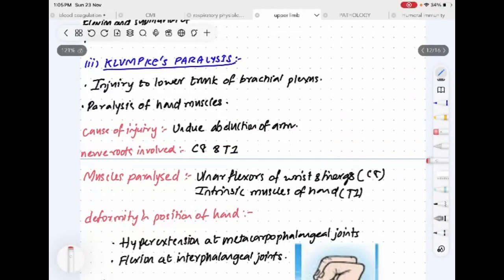Now what are the muscles paralyzed? They are the ulnar flexors of the wrist and fingers and the intrinsic muscles of the hand. So basically flexors of the wrist and fingers are affected, mostly the ulnar flexors, that is the muscles supplied by the ulnar nerve. And the intrinsic muscles of the hand are also affected.